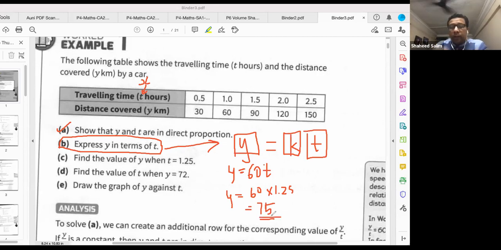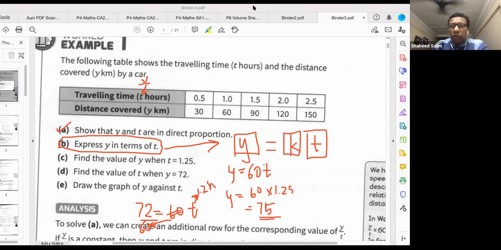Okay, and the same thing down here, you put in the value of y is 72, equals 60 times t. You do not know what t is. Now what to do? You just bring the 60 down here. t is equals to 72 divided by 60, and you get the answer 1.2. So 1.2 hours here. Okay, so I hope you're all right.